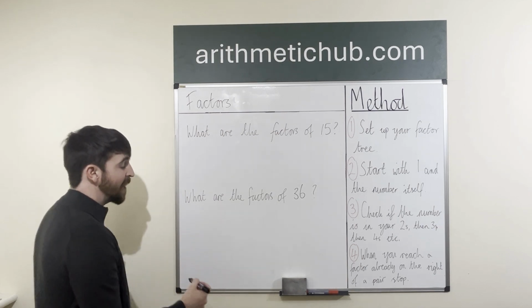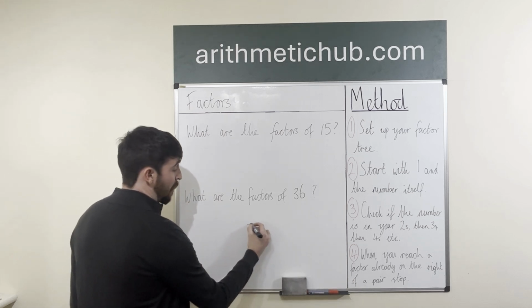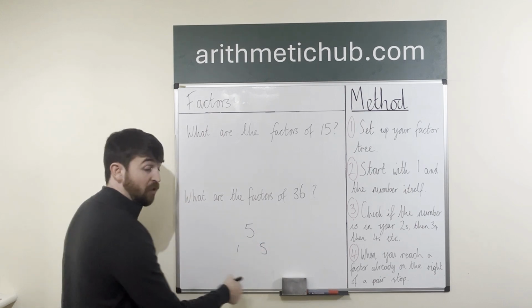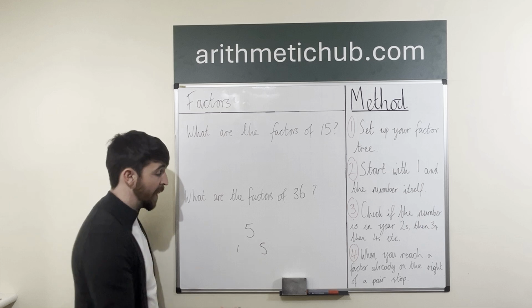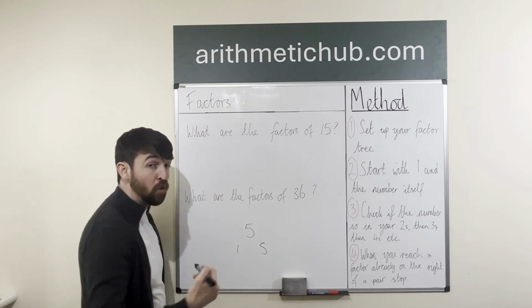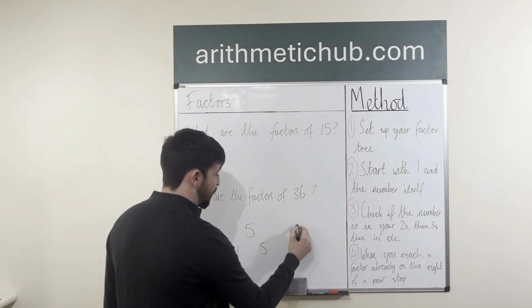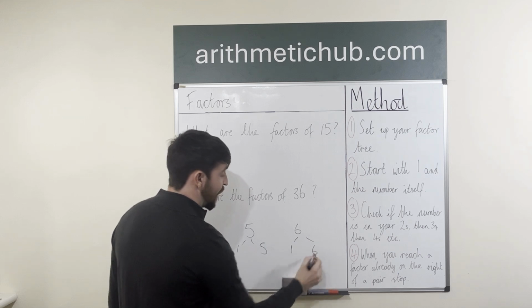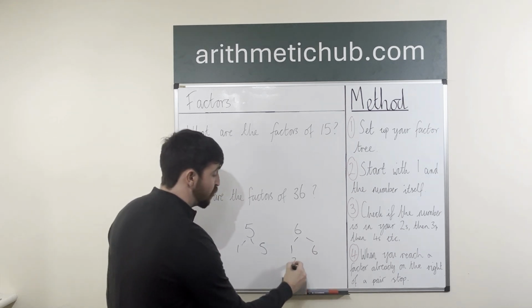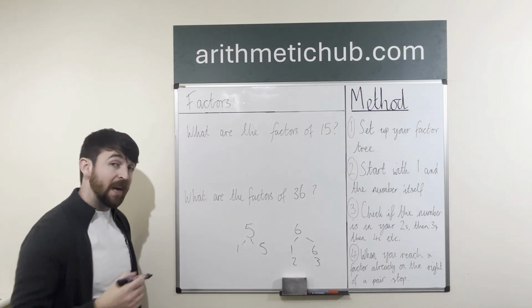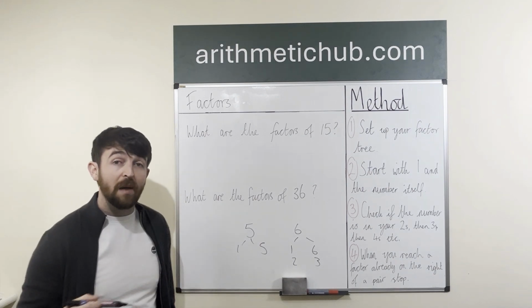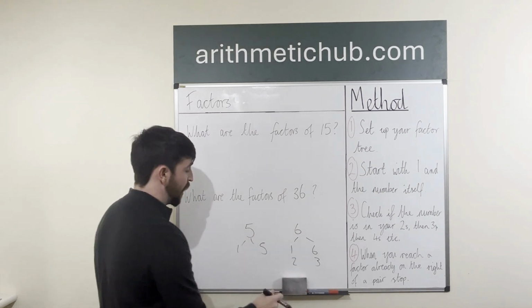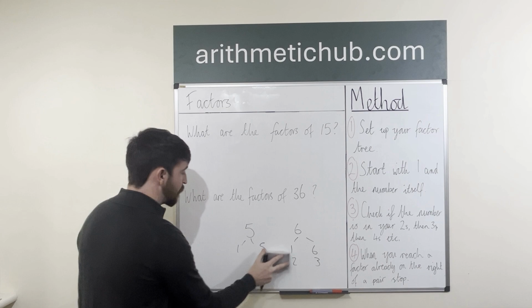Well, factors, say for example, you were to have the number 5. The factors of 5 would be 1 and 5 because 1 times 5 is going to give you 5. So that number would have two factors. Say for example, if you were to have 6, then your factors would be 1 and 6, but it would also be 2 and 3 because 1 times 6 is going to give you 6 and 2 times 3 is also going to give you 6. So this would have 4 factors, this would have 2 factors.